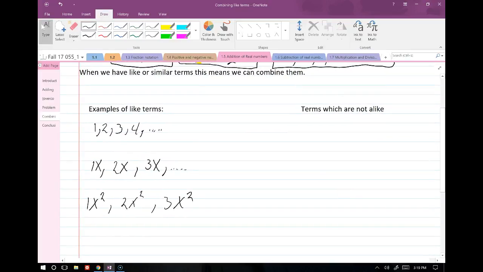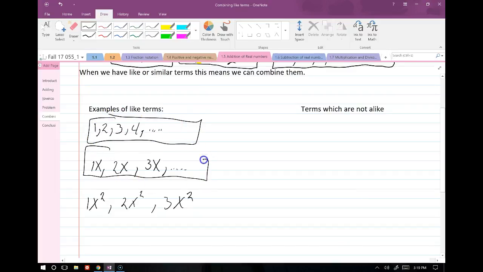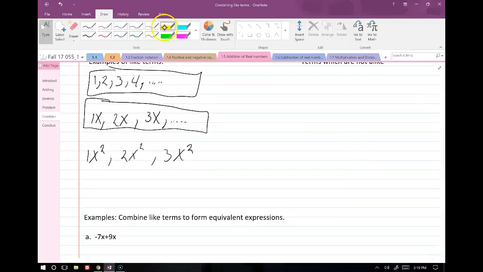Okay, and here I restate these. Examples of like terms: stuff without a variable factor, stuff with only one variable factor. And although we haven't gone over square terms yet, if your variable is squared, then it's not the same as a single variable. So you can't add 1x squared with 2x. They're not the same. But you could add 3x with 2x. You could add 3x squared with 10x squared, but you can't mix and match.